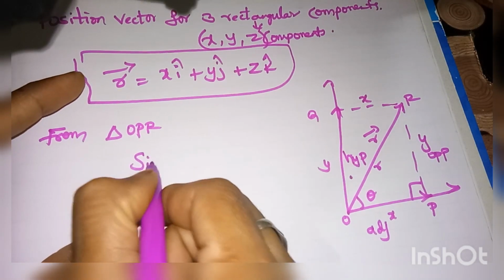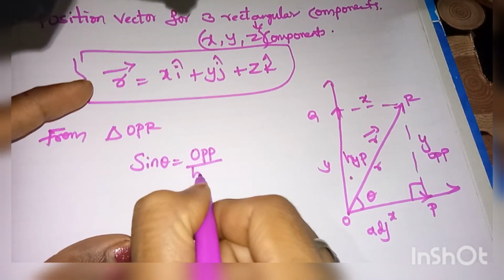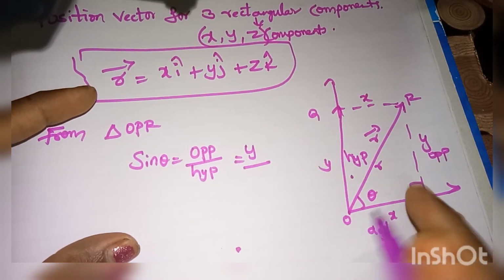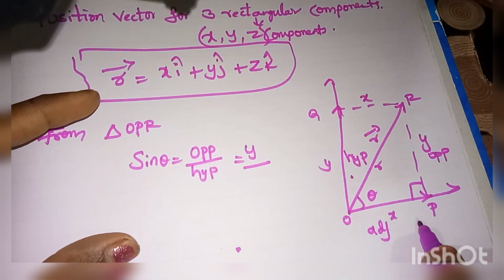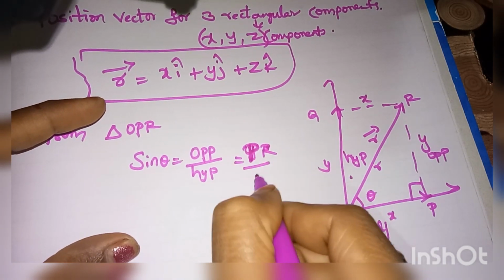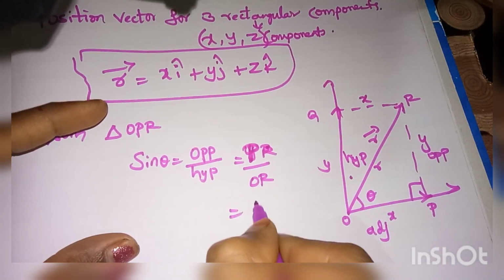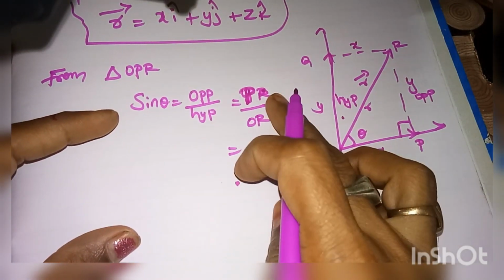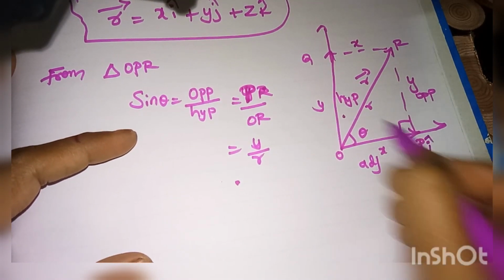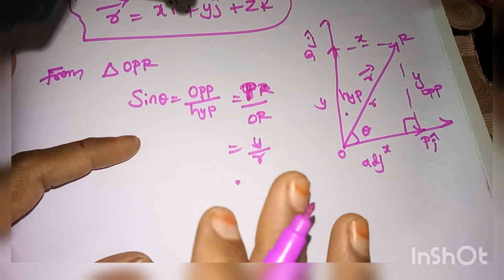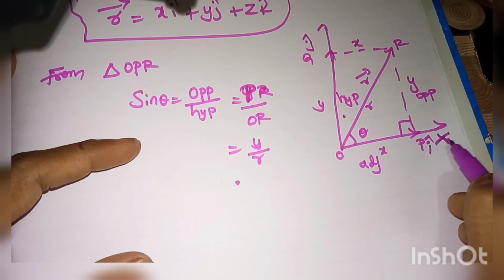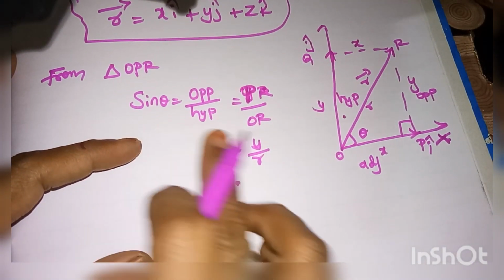So sine theta means opposite by hypotenuse. What is opposite here? Y, by hypotenuse OR. So PR by OR. PR is y, so y by small r. I am writing only the magnitudes here, not the vector. If you write the vector, we should mention i cap and j cap. So we are finding the angle here. Theta is the angle made along the x-axis. For that I am writing sine theta and cos theta.